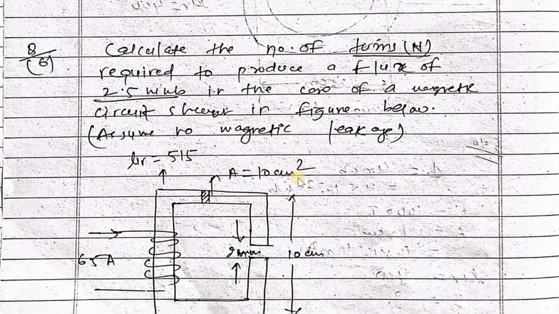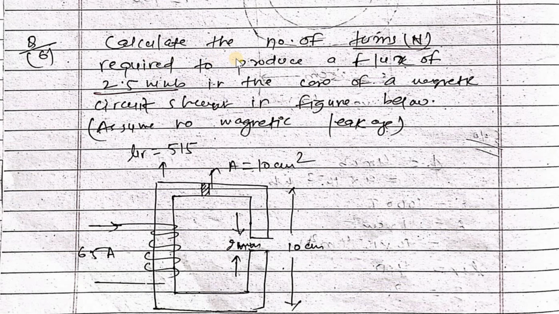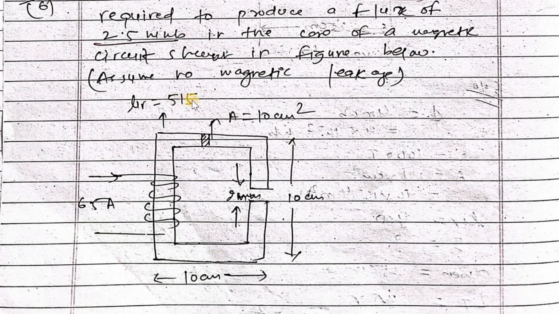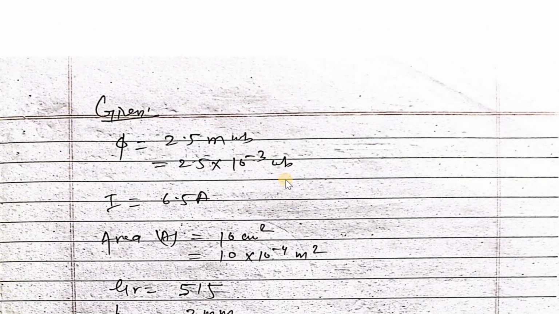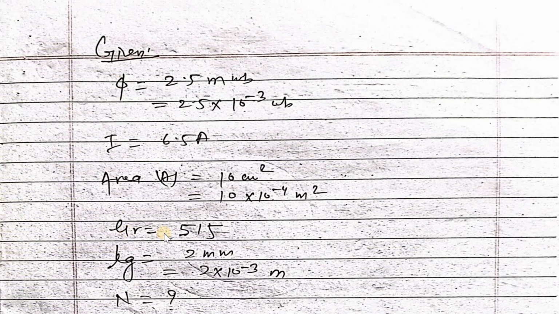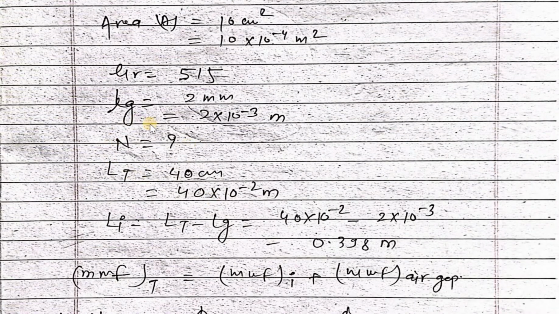And the next problem: calculate the number of turns required to produce a flux of 2.5 milliweber in the core of the magnetic circuit shown in the figure below. Assume no magnetic leakage and mu r equals 515, area is equal to 10 centimeter square, and this is the air gap, current 6.5, this length is 10 centimeter and this length is 10 centimeter. So first of all, write all the given data: value of phi, I, area, mu r, Lg, and we have to find the number of turns. So Lt equals 40.